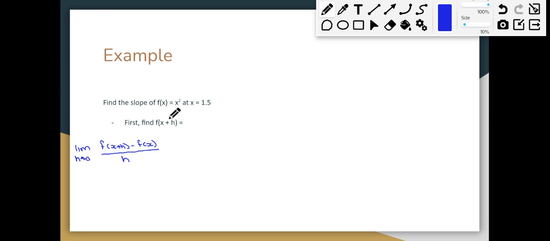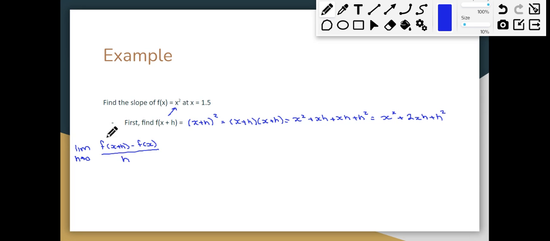So we're going to take x plus h and we're going to sub that into our function. So we're going to replace x with x plus h. So we're going to have x plus h squared. Of course, this just means take x plus h and multiply it by itself. So if we FOIL that out, we get x squared plus xh plus xh plus h squared, which we can simplify to x squared plus 2xh plus h squared.